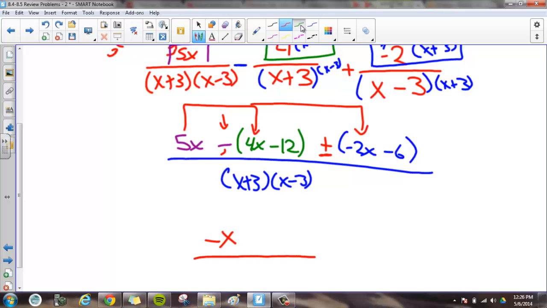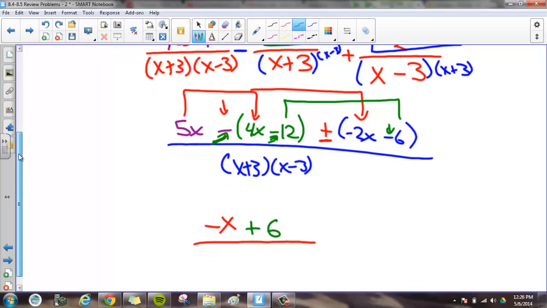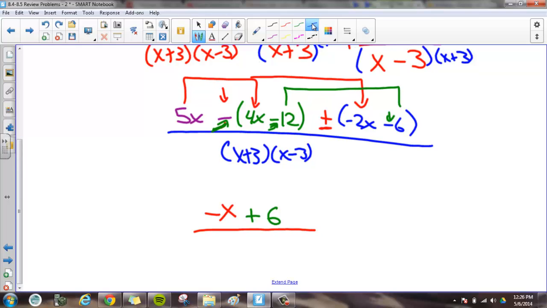Okay. Now let's try this other one. Check this out. This one's tricky. We got negative 12, right? See this negative here? Negative and negative 12 is positive 12. So we got positive 12 plus negative 6 right here. That's positive 12 plus negative 6, which is actually a positive 6 right there. So we bring those together and we get that. And then on the bottom we bring our x plus 3, x minus 3.